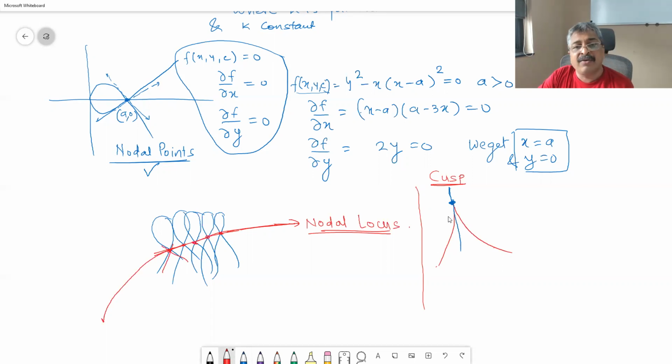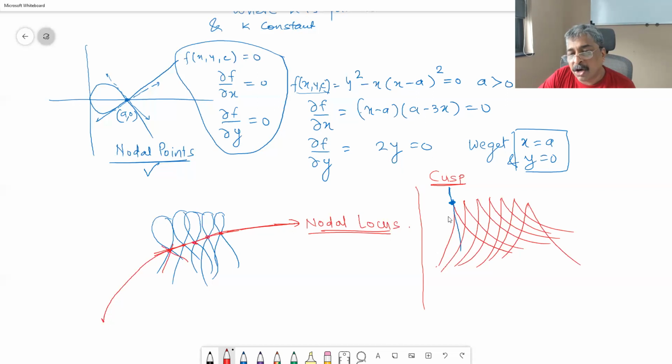However, with different values of c, you may end up having a family of curves looking like this, and there will be a cusp on every curve of the family. And then if you join all these cusps, you will get the cusp locus. Again, this cusp locus is not going to satisfy your original differential equation.